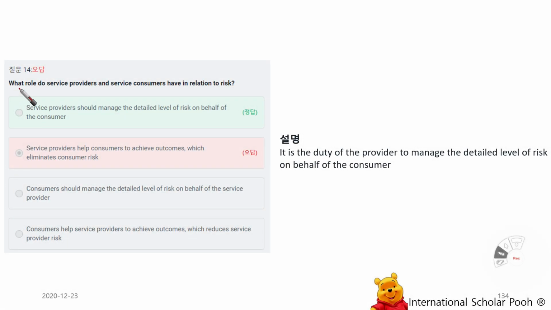What role do service providers and service consumers have in relation to risk? The service provider should manage the detailed level of risk on behalf of the consumer. It is a duty of the provider to manage the detailed level of risk on behalf of the consumer.